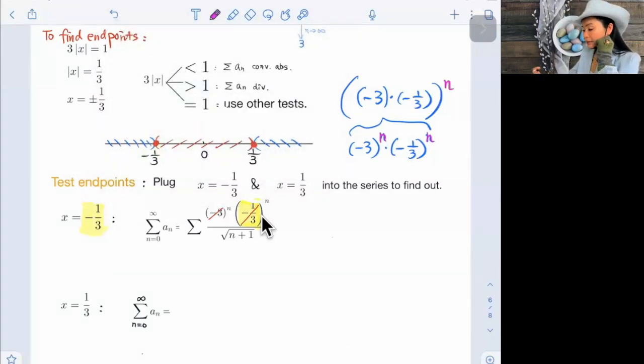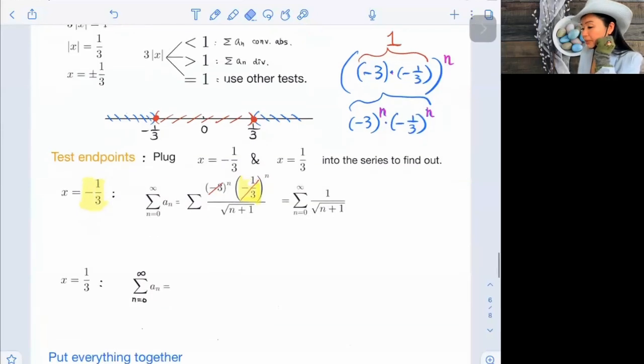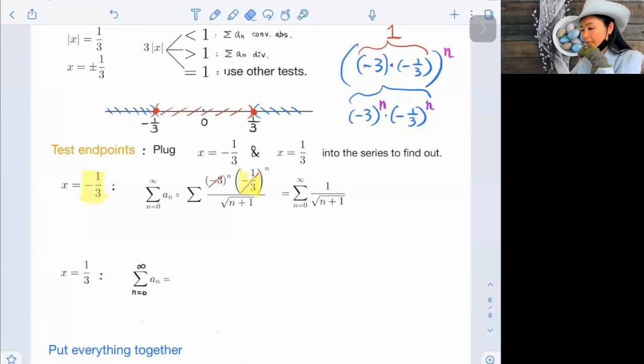Okay, like that. What's negative 3 times negative 1/3? That's equal to 1, right? 1 to any power is equal to what? 1. Okay, so that's equal to 1 on top, and then square root of n plus 1 down here. Yeah, so you have a 1 right here. Do you think the series converges or diverges?